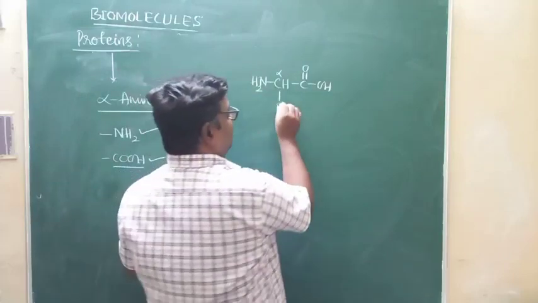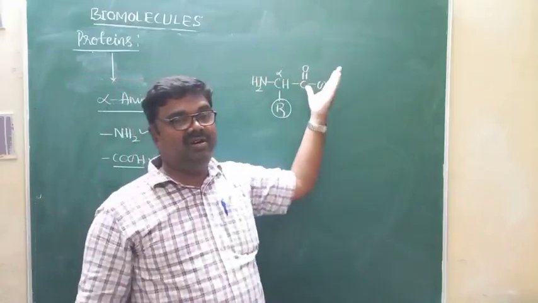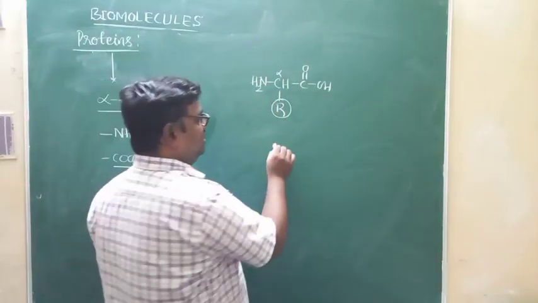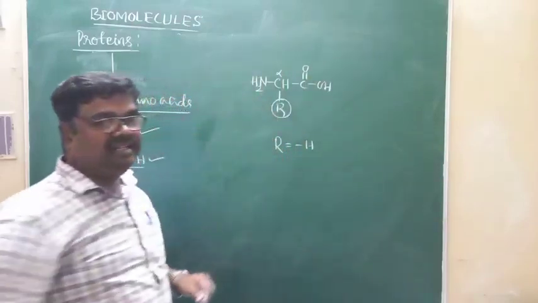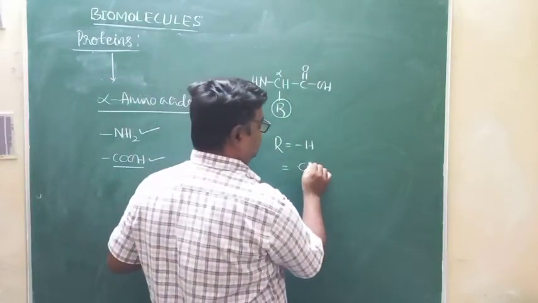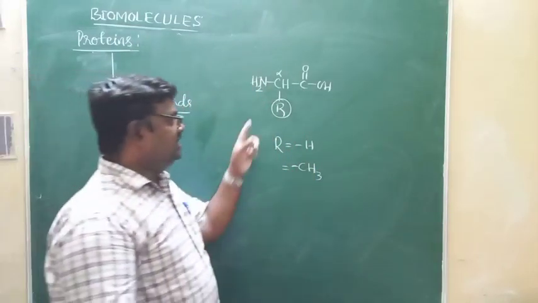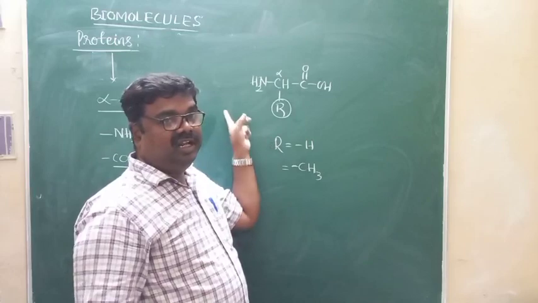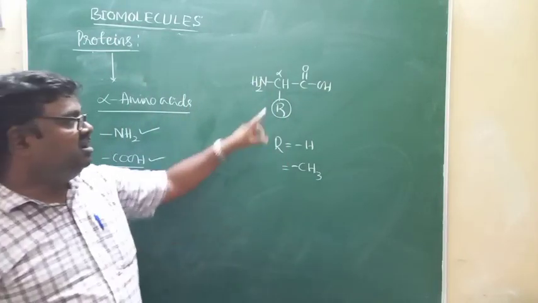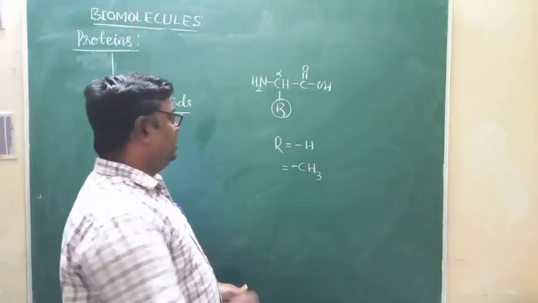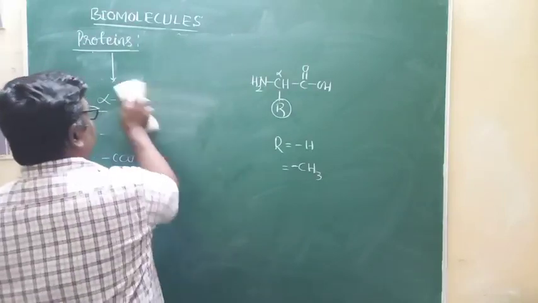Just observe R here, and different alpha amino acids have different R groups. For example, if R is equal to H, then the alpha amino acid will be glycine. If R is equal to CH3, then the alpha amino acid will be alanine. Like that, as the nature of R changes, the nature of the alpha amino acid also changes. Different alpha amino acids have different R groups. That we'll see later.